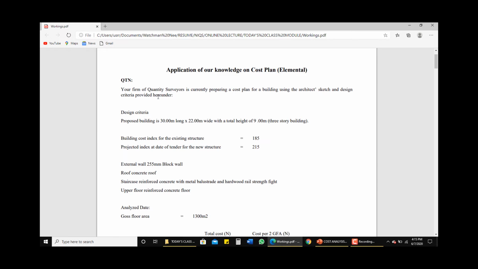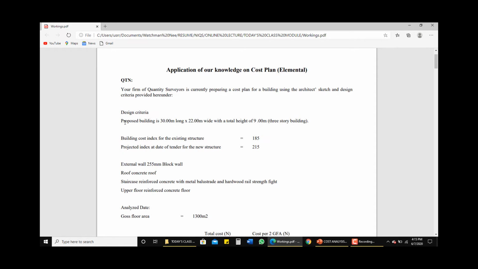Let's look at the question. This is actually the question we are going to use for our application of knowledge on cost plan, and we are coming back to it in detail. But just for the sake of illustration, we'll be using this. So we have here: your firm of quantity surveyors is currently preparing a cost plan for a building using the architect's sketch and design criteria provided hereunder.